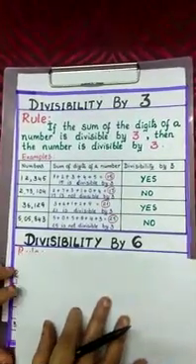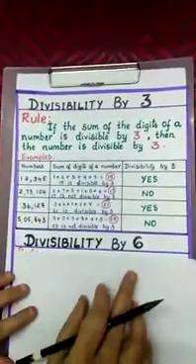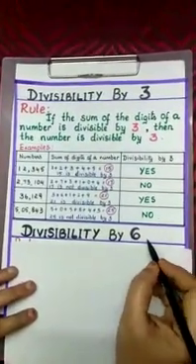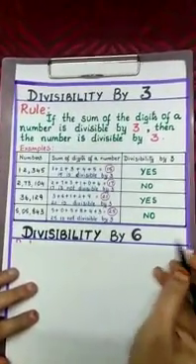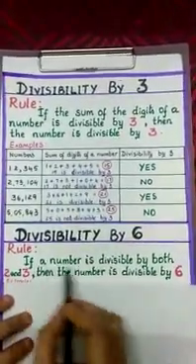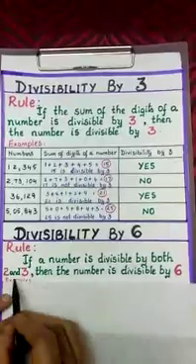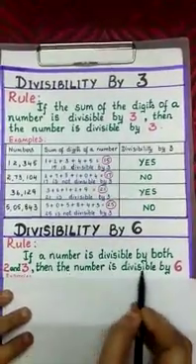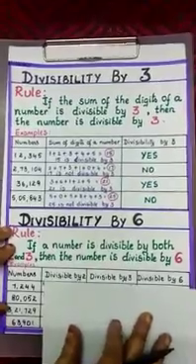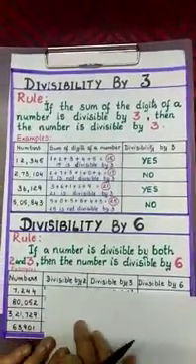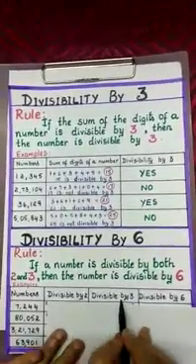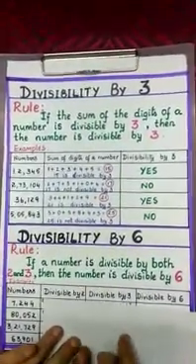Now one more, divisibility by 6. As you know, 6 is a multiple of 2 and 3. 2 3s are 6. Now the rule for divisibility by 6 is, if a number is divisible by both 2 and 3, then the number is divisible by 6. Now let us consider some examples here. Here you have some numbers. When all these numbers are divisible by both 2 and 3, then only it is divisible by 6.